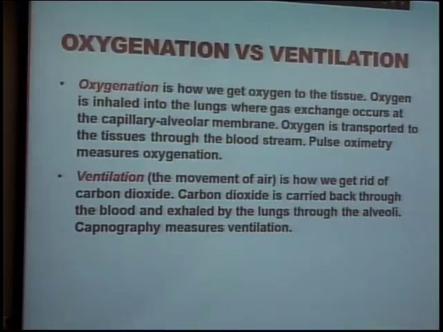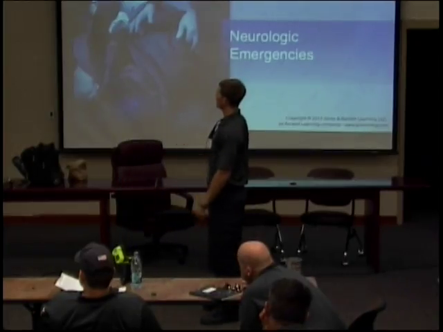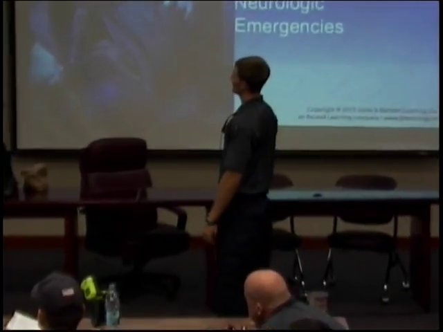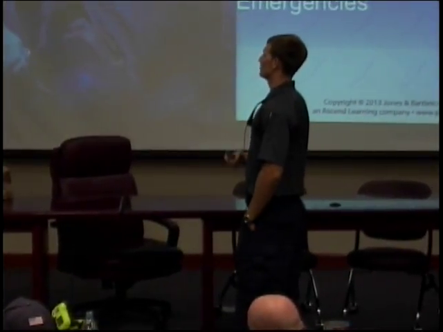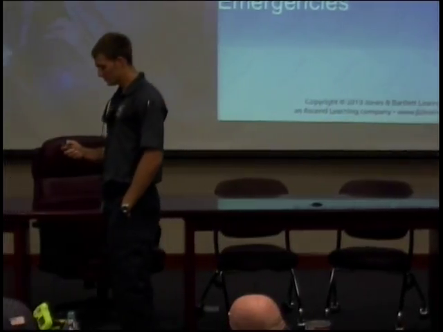The difference in oxygenation versus ventilation. Oxygenation is how we get oxygen to the tissue. Oxygen is inhaled into the lungs where gas exchange occurs at the capillary alveolar membrane. Oxygen is transported to the tissues through the bloodstream. Pulse ox measures the oxygenation, the saturation of oxygen in the blood. Ventilation is the movement of air. It's how we get rid of carbon dioxide. Carbon dioxide is carried back through the blood and exhaled by the lungs from the alveoli. Capnography measures the ventilation.